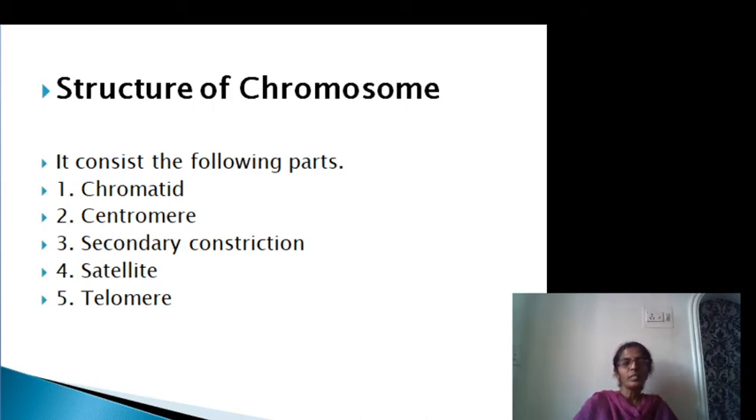And the next part is the telomere. Chromosomes show polarity. The pole part or the end part of the chromosome is called the telomere. The main function of the telomere is that it prevents the fusion of the 2 chromosomes. So the end part of the chromosome is called the telomere.